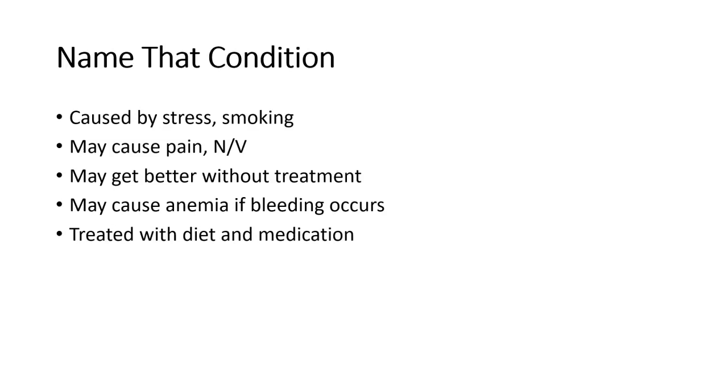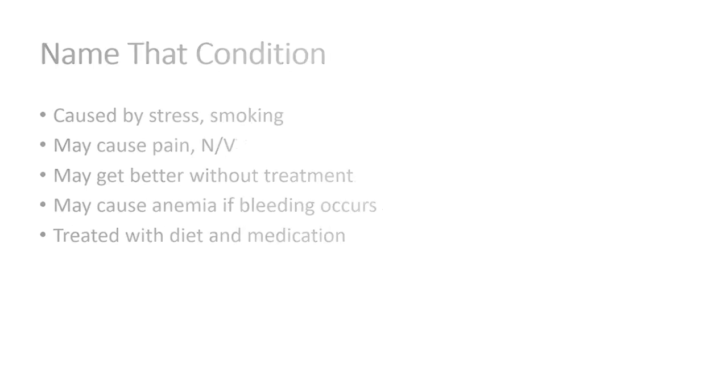Name that condition. It's caused by stress and smoking. It may cause pain, nausea, and vomiting. May get better without treatment. May cause anemia if bleeding occurs. Treat it with diet and medication. This is not one of the hepatitis, but what condition is it? It's one of the exemplars that we've talked about. We didn't talk about it today. We talked about it yesterday. So what is it?